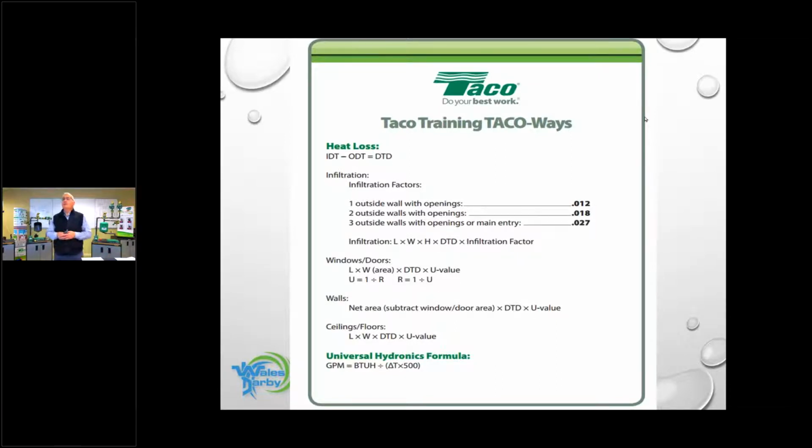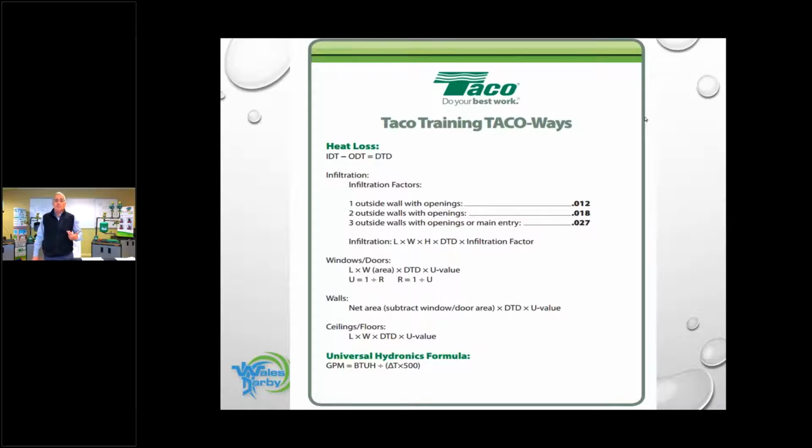All right, so where we were just figuring out for today's room, we're going to have 2 outside walls. So we put in the length, the width, the height of the walls, times the DTD, and then times the infiltration factor. So today's room is a 10 by 15. So please write down 10 times 15. We're going to use 8-foot ceiling height, times 8, times our design temperature difference of 56, times 0.018. And if you math that out, you should get 1,209.6.